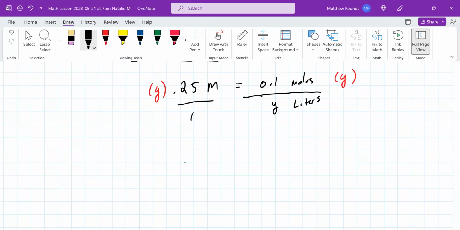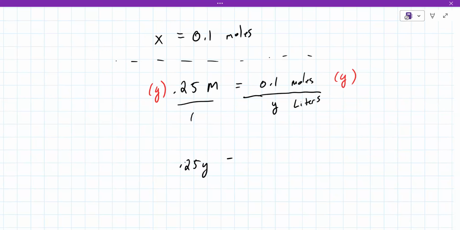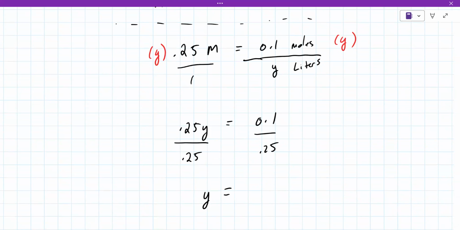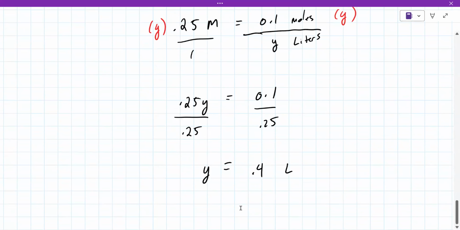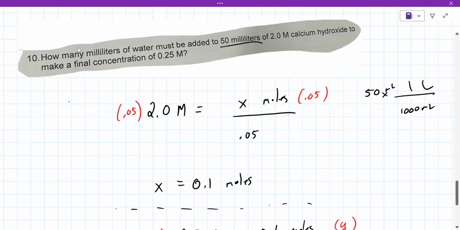All right, so you've got 0.25y equals 0.1, and then divide both sides by 0.25. Okay, you want to give me that calculation, please? 0.4. Okay, 0.4, and that's in liters. Okay. And then if we go back to the problem, we start out with 50 milliliters.